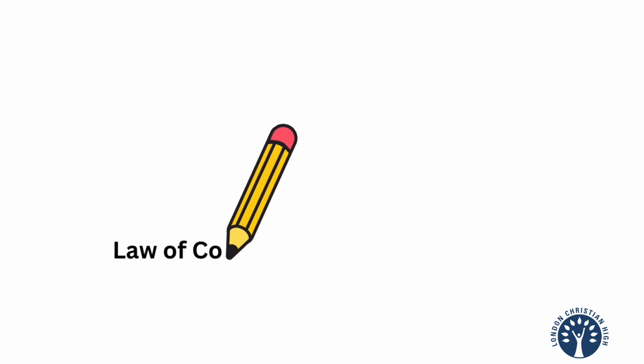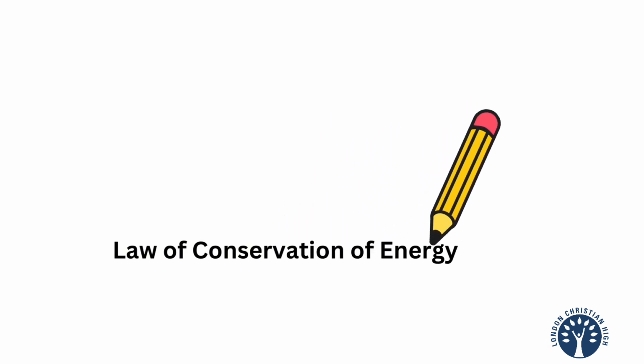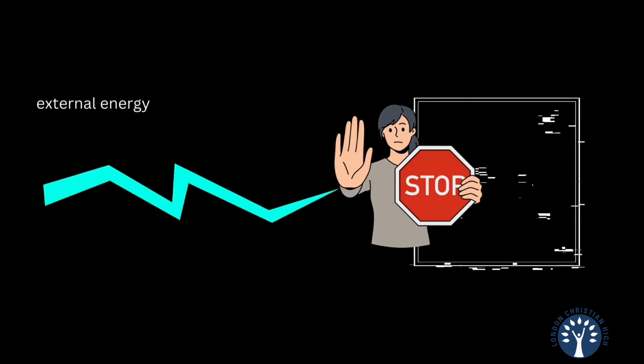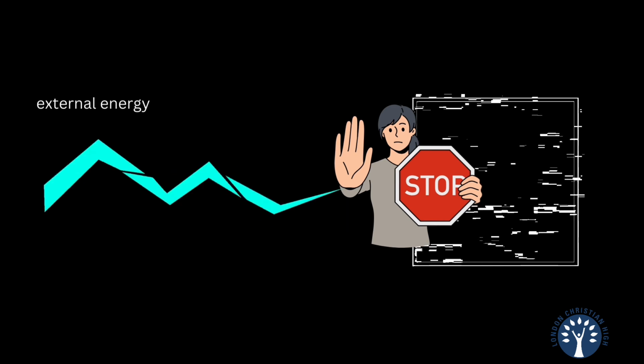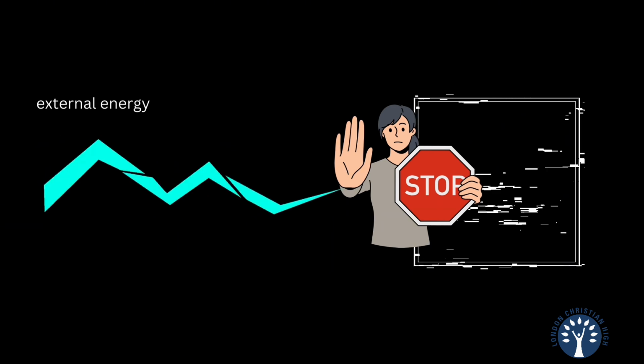This is known as conservation of energy and is determined by the law of conservation of energy. Energy cannot be created or destroyed in an isolated system. An isolated or closed system is a system that doesn't interact with external systems, which means nothing can come in or out of the system.